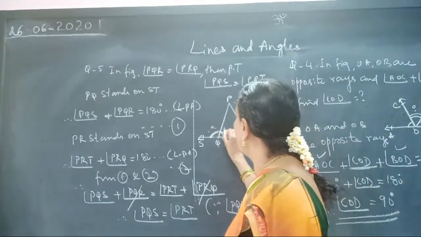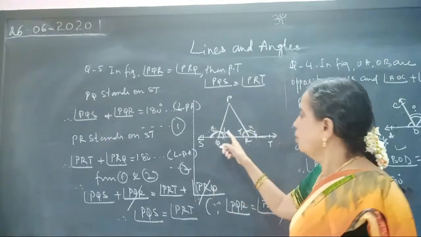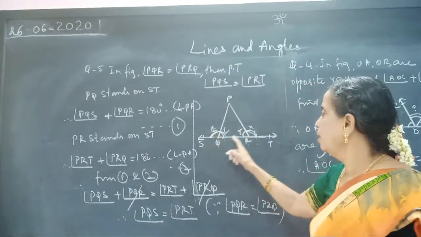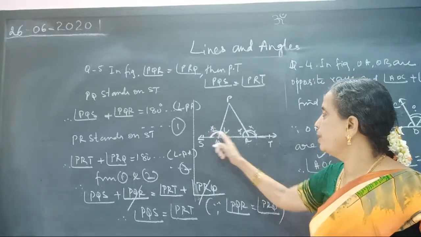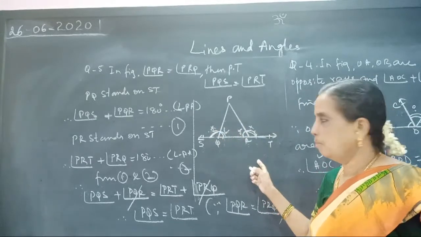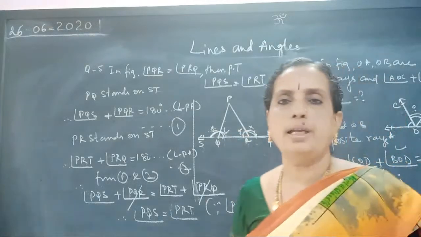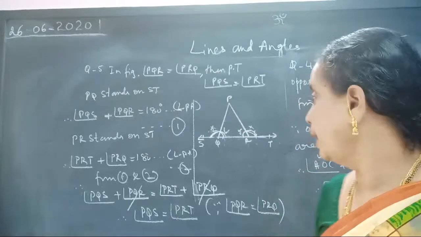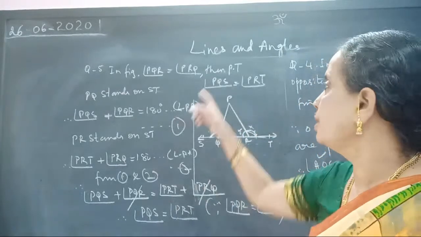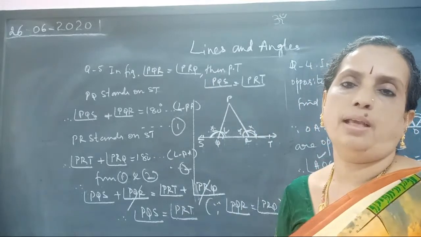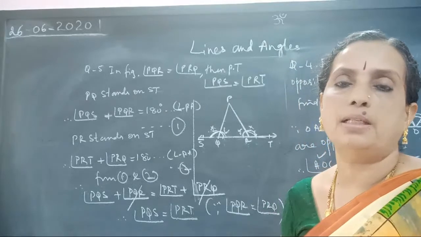By using numbers, again I will show you. This is 1, 2, 3, 4. 1 plus 2 is 180, 3 plus 4 is 180. Therefore 1 plus 2 equals 3 plus 4. But in the question it is given that 1 equals 3. So cancelling from both sides you will get 2 equals 4. Instead of numbers we are using the letters. Okay. So these are the questions based on linear pair angles.